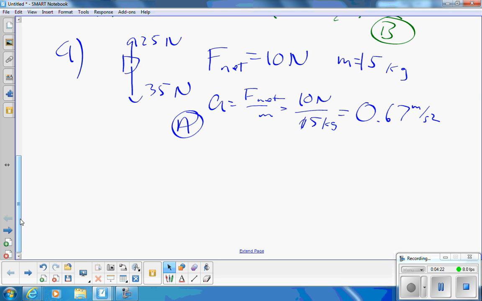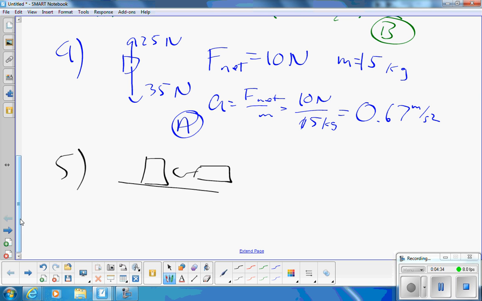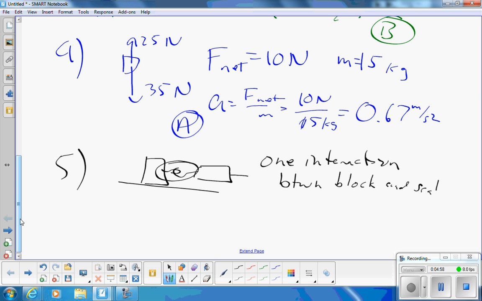Finally, number 5. Okay, a spring scale is exerting a 20 newton force on a mass across the table. Trick question here. Here's the mass. Here's the spring scale with a little hook. There's a little string on there. They're asking about the force between the spring scale and the block. If the spring scale is exerting a 20 newton force on the block, the block is exerting a 20 newton force on the spring scale, because this is one force, one interaction between the block and the scale. Same force.